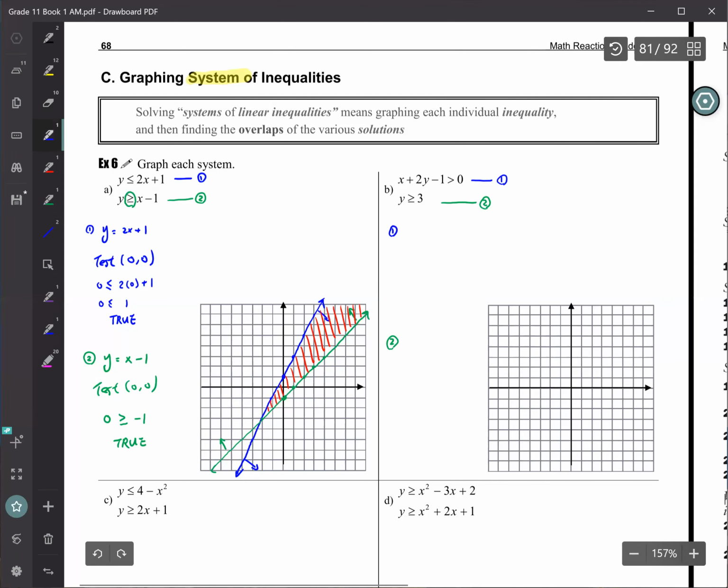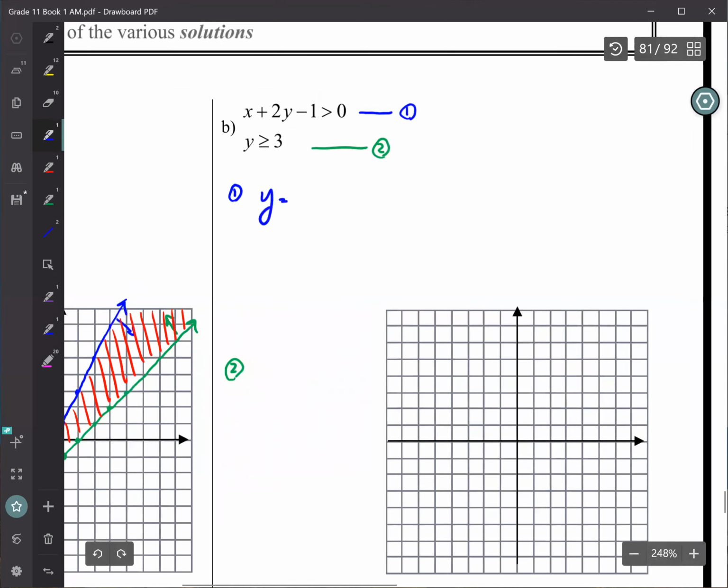I want to check the slope y-intercept form for the first line. Colin, do you have the slope y-intercept form? Y equals negative 1/2 x plus 1/2. Okay, plus 1/2. Good. Does anyone have trouble getting to this form?